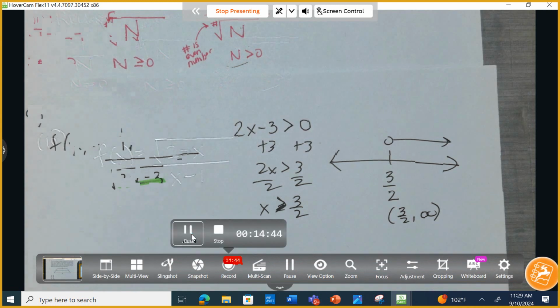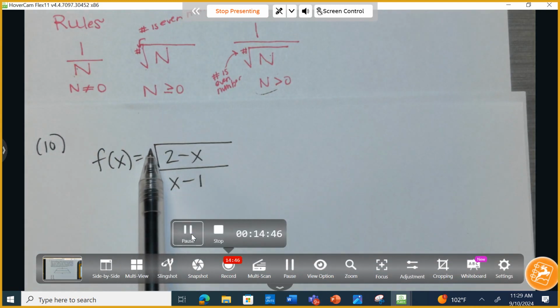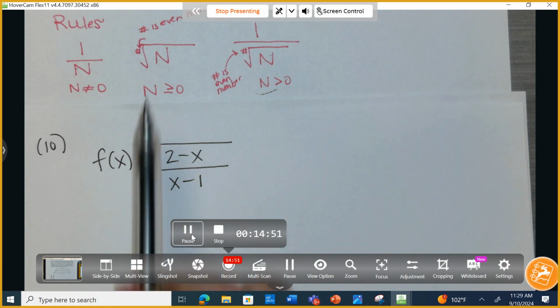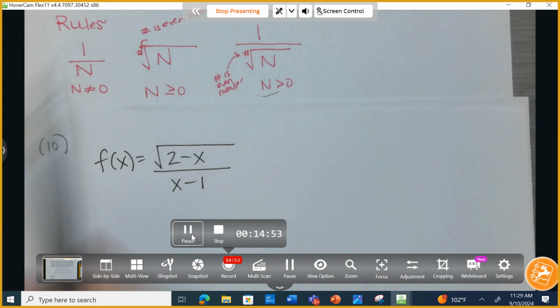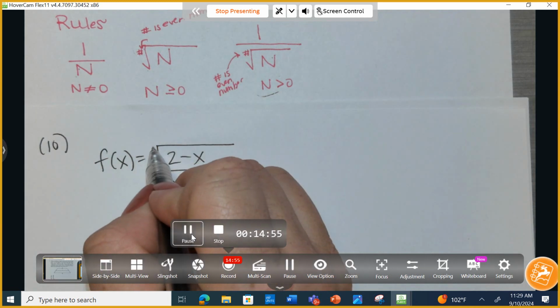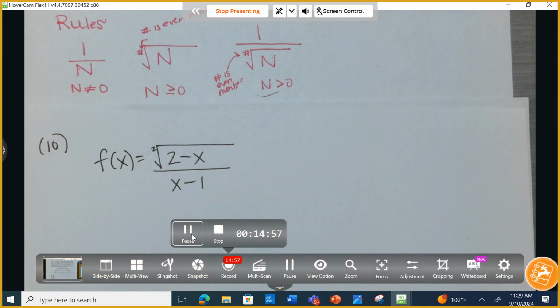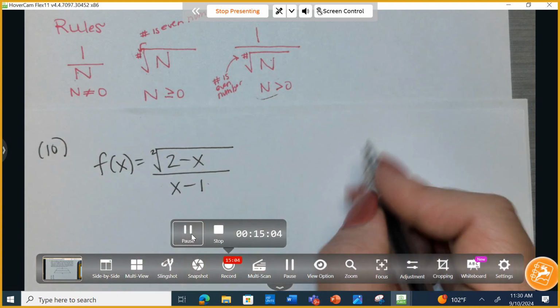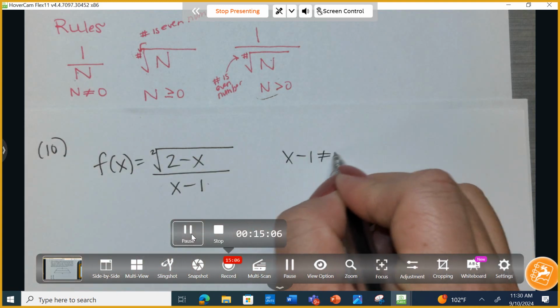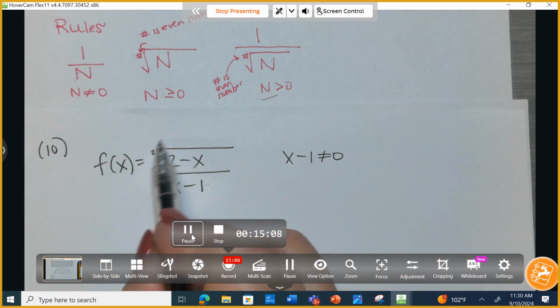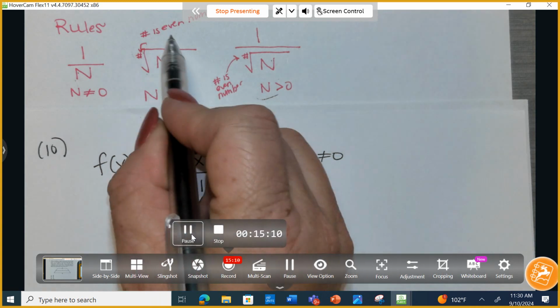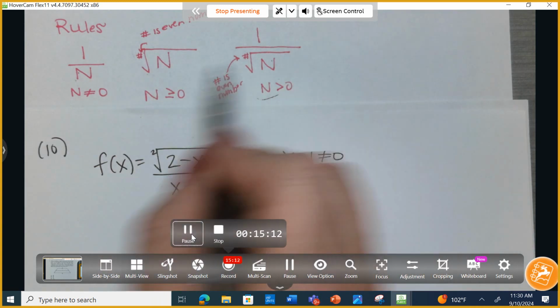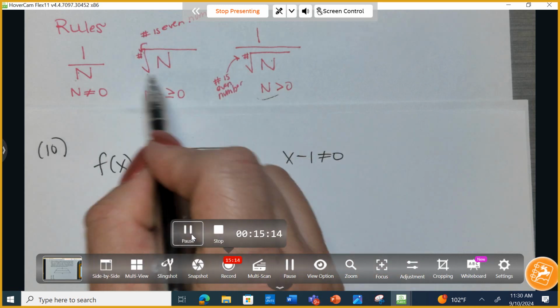Number 10, I want to remind you that if this radical had an nth root that was odd, 3, 5, 7, we wouldn't have to apply these rules. So I don't see an nth root. That means it's a hidden 2. I have two concerns here. First, I have a variable in the denominator, so I'm going to apply this first rule. I know this portion cannot equal 0, so x minus 1 cannot equal 0. I have a radical with an even nth root in the numerator, so I'm not going to apply the third rule, which means it's in the denominator. I'm going to apply the second rule.